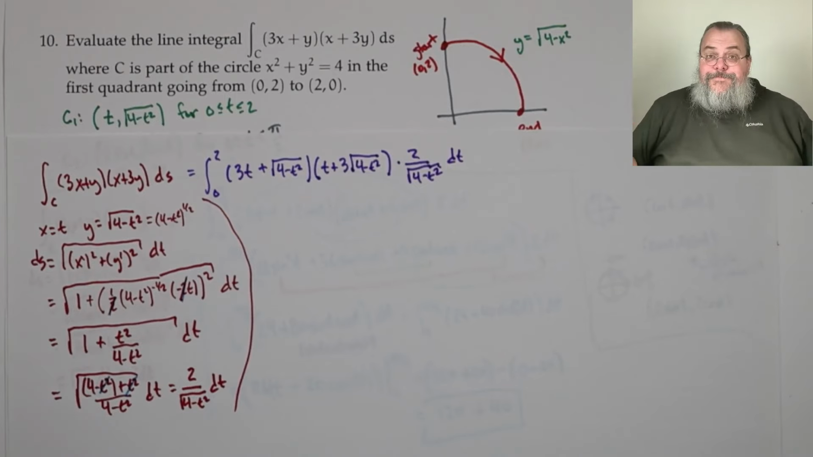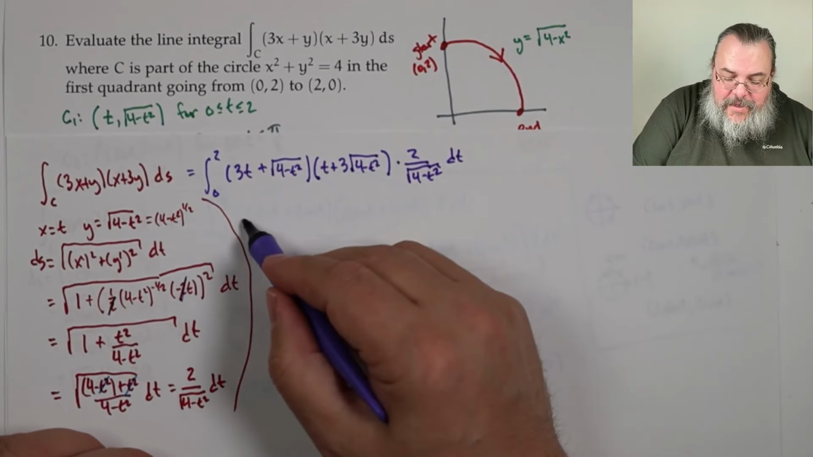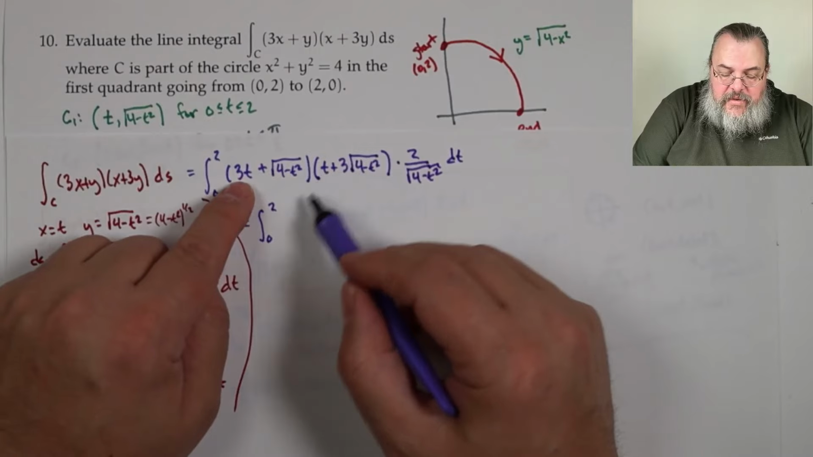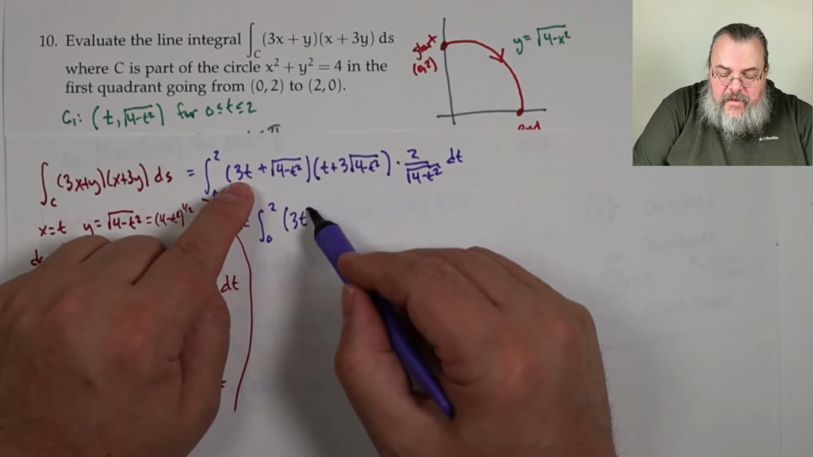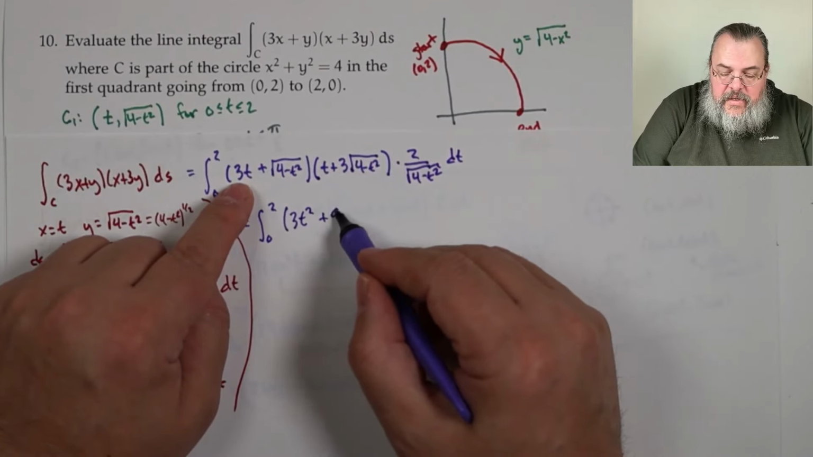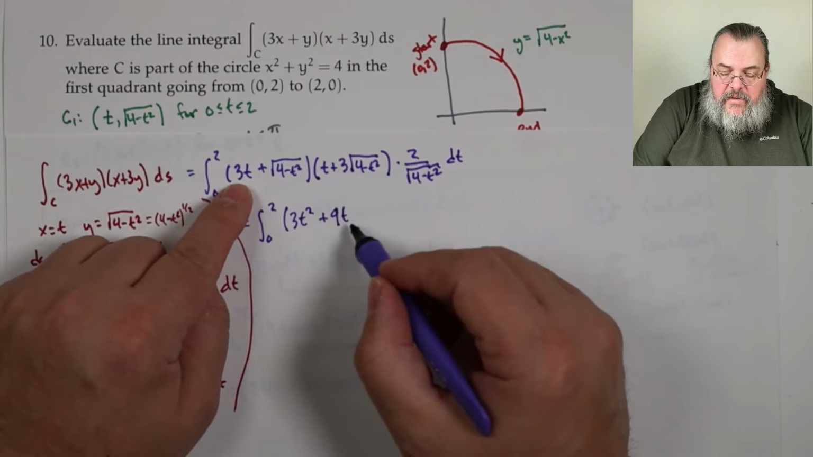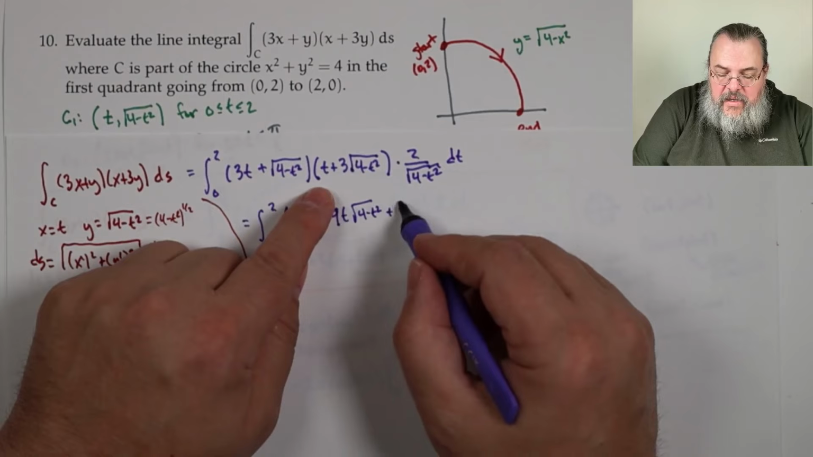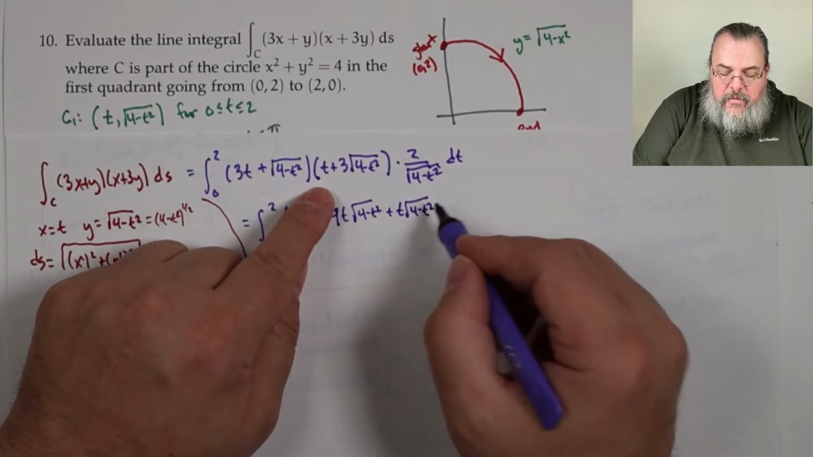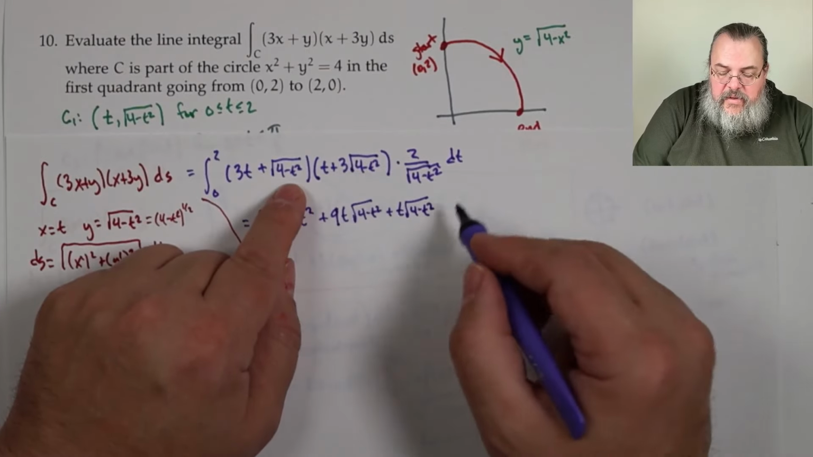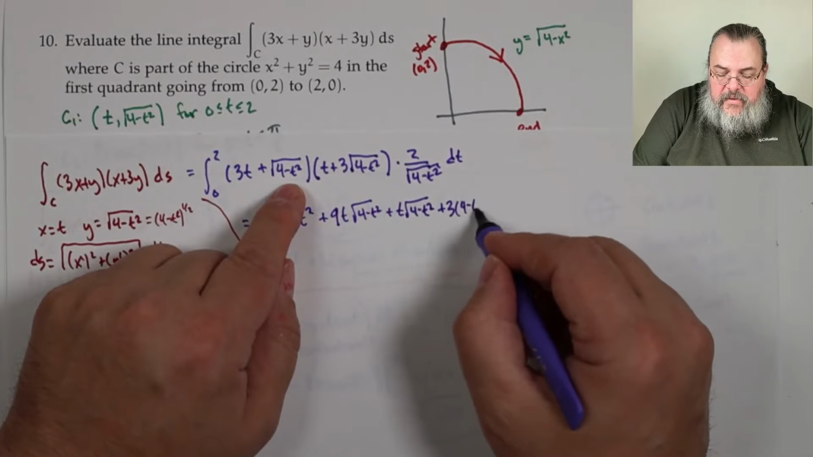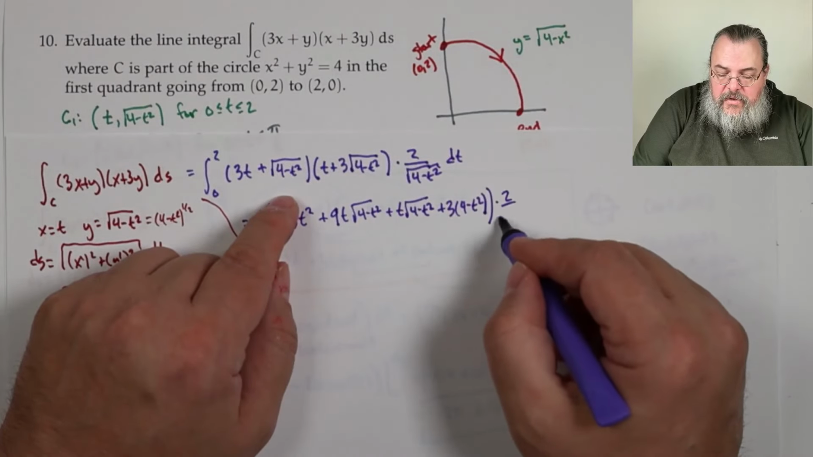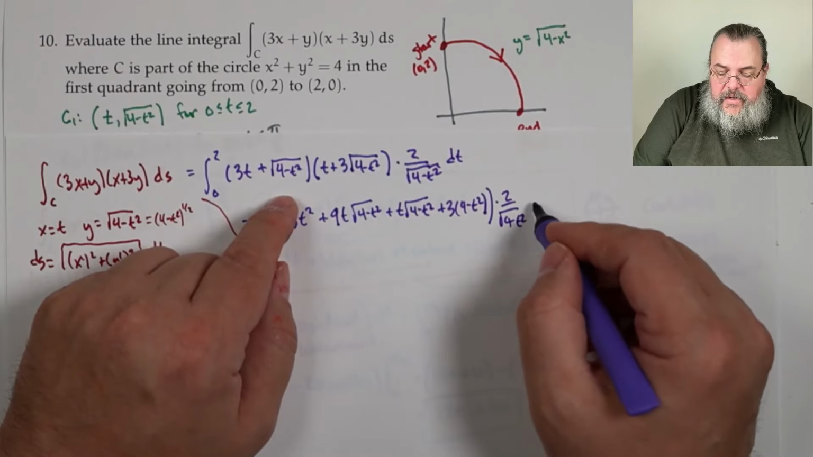So we expand. This becomes the integral from 0 to 2 of 3t squared plus 9t square root of 4 minus t squared plus t square root of 4 minus t squared plus 3 times 4 minus t squared. All of this gets multiplied by 2 over square root of 4 minus t squared dt.